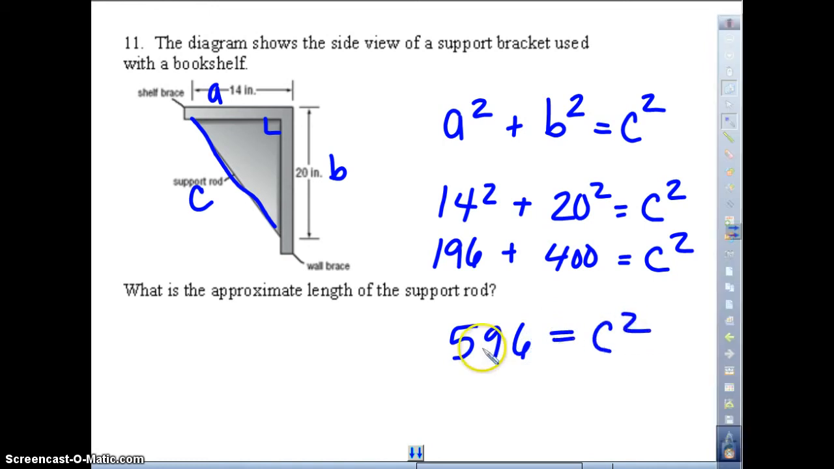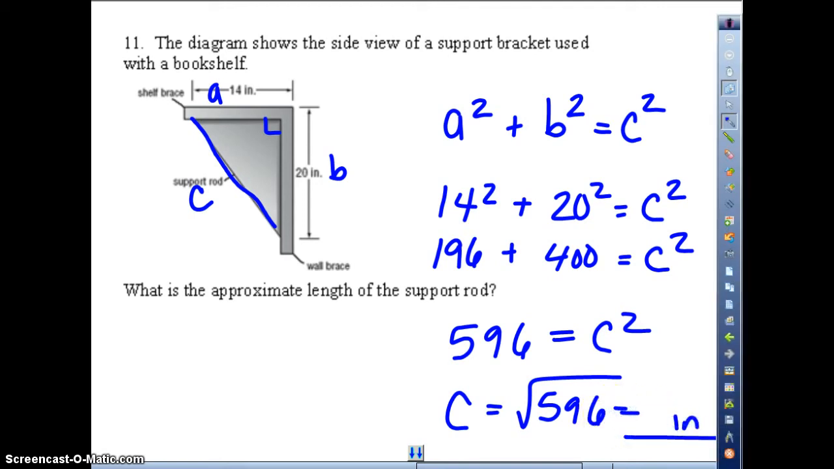I need to know what number times itself gives me 596. C is going to be the square root of 596. I'm going to leave that up to you to decide what that length is, and your unit will be in inches.